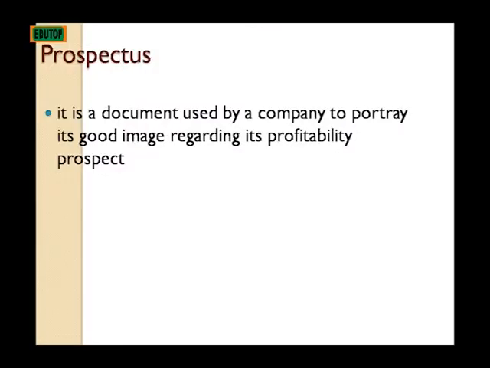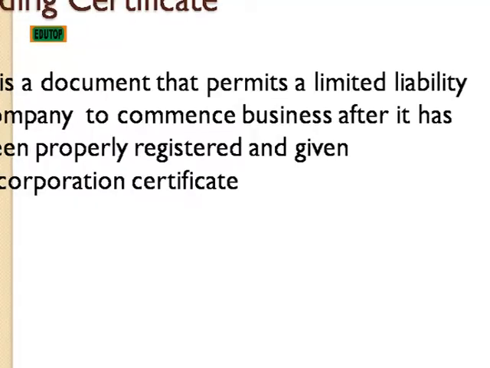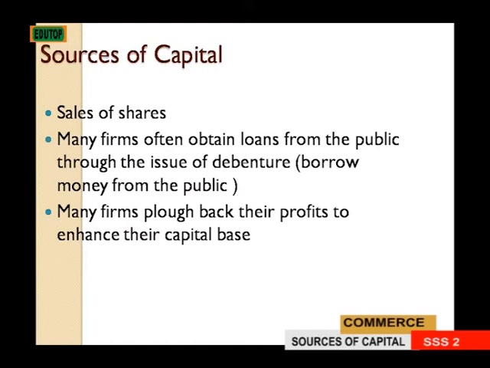Prospectus. It is a document used by a company to portray its good image regarding its profitability prospects. Trading certificate. It is a document that permits a limited liability company to commence business after it has been properly registered and given an incorporation certificate.